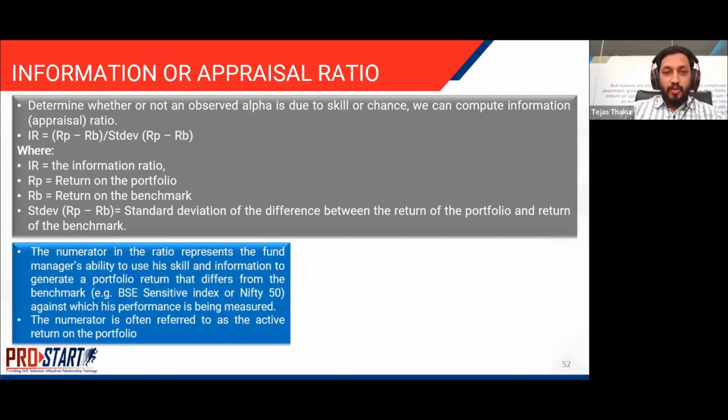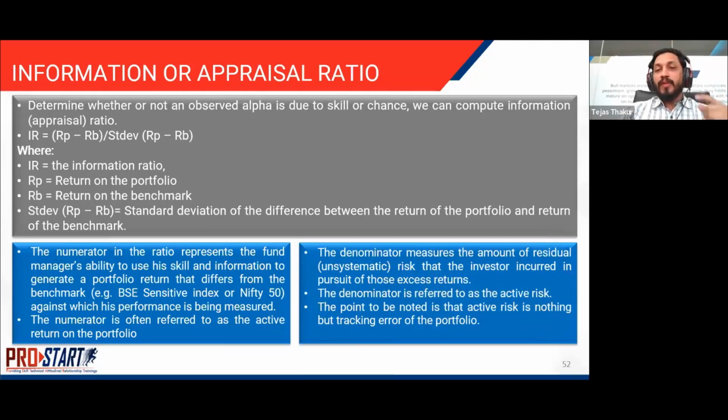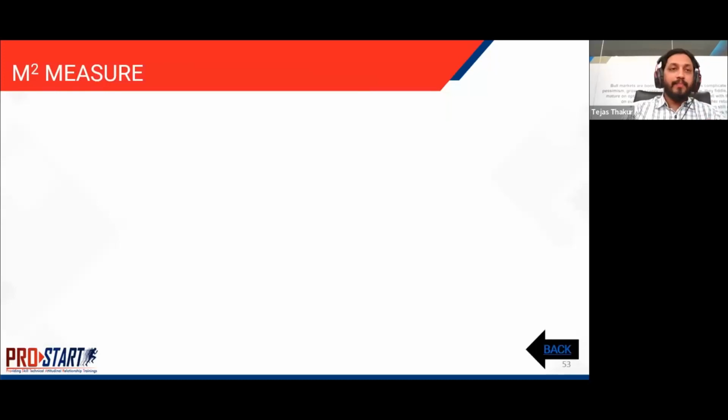So the numerator in the ratio represents a fund manager's ability to use his skill and information to generate a portfolio return that differs from the benchmark against which his performance is being measured. And the numerator is also known as the active return on the portfolio. People sometimes refer to it as alpha, but actually alpha is the Jensen's alpha, which I said earlier. The denominator here measures the amount of residual risk that an investor incurred in pursuit of those excess returns. And that's why the standard deviation of the portfolio returns minus the benchmark returns is what is used, which is also known as the tracking error.